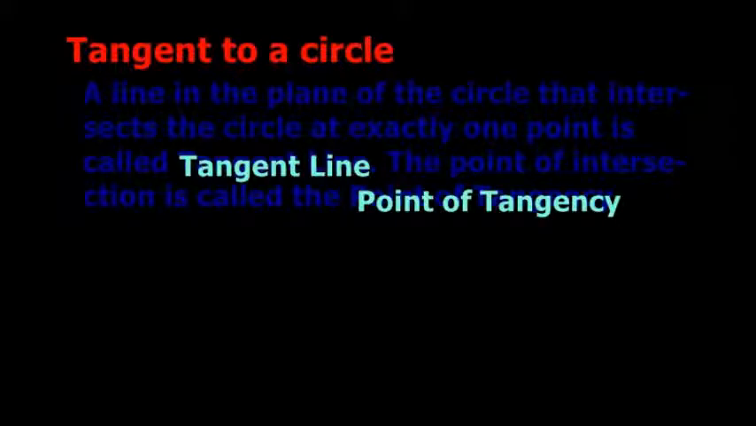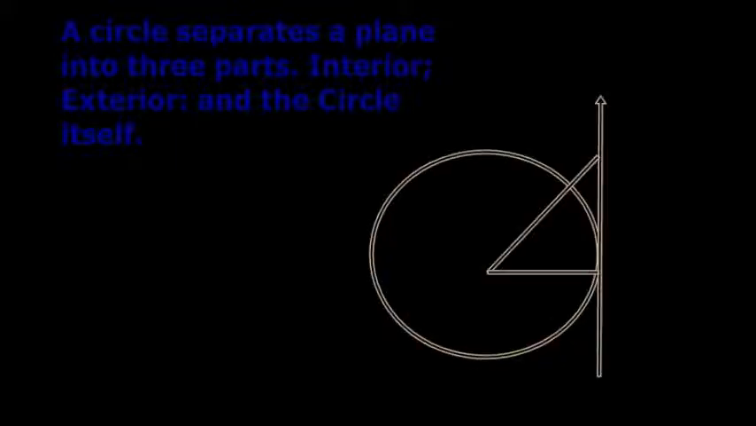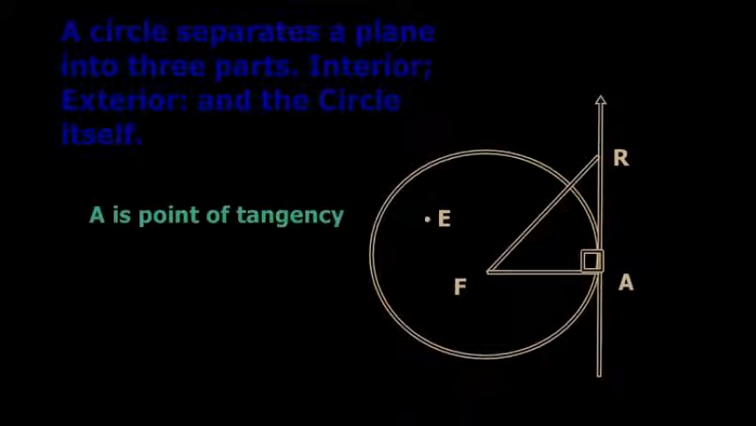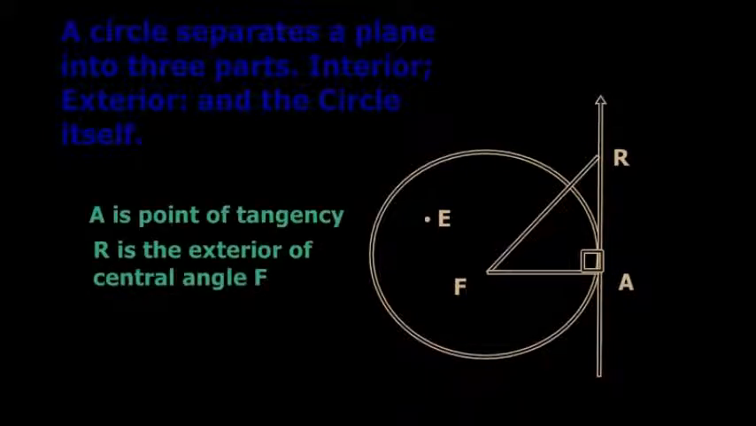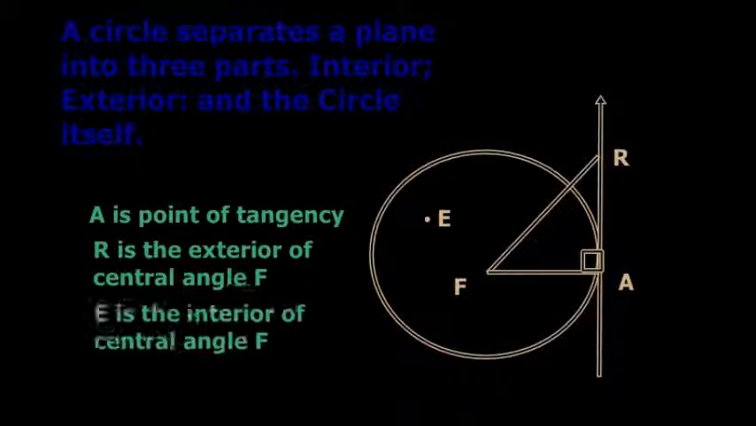3. Tangents. Tangent to a circle. A line in the plane of the circle that intersects the circle at exactly one point is called a tangent line. The point of intersection is called the point of tangency. A circle separates a plane into three parts: interior, exterior, and the circle itself. A is the point of tangency. R is the exterior of circle F. E is the interior of circle F.